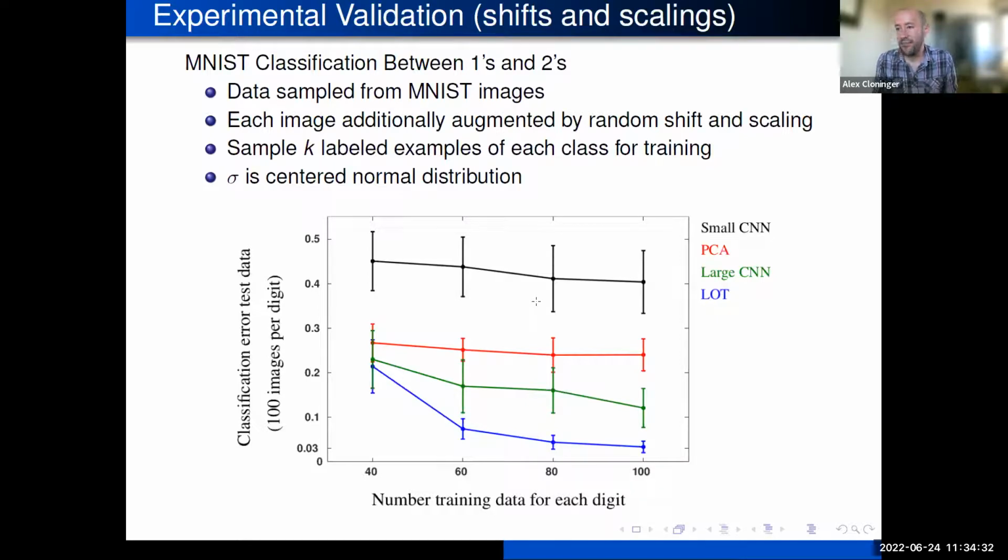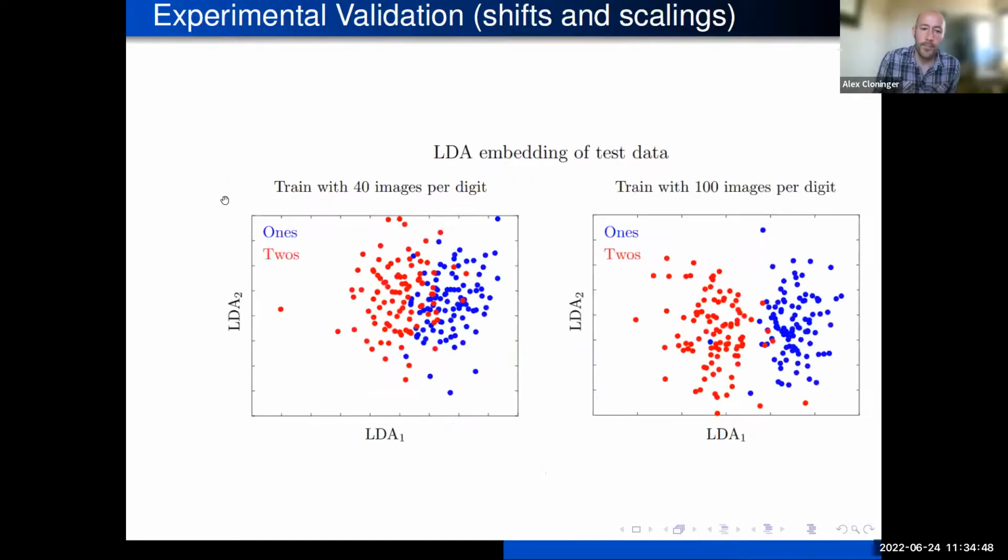Everyone likes to say convolutional neural networks are translation invariant. They're not. This proves they're not. What we have is actually translation invariant, and scale invariant, and perturbation invariant. And on top of that, these things are linearly separable. This is a two-dimensional reduction.